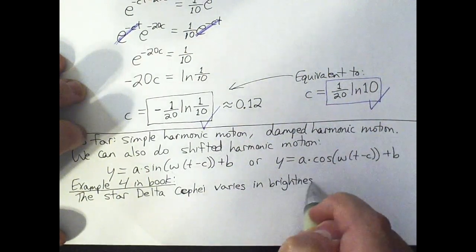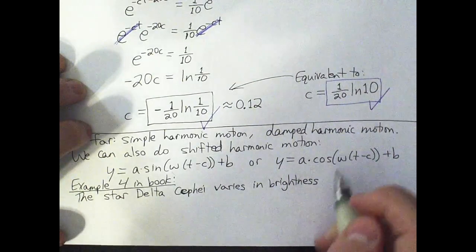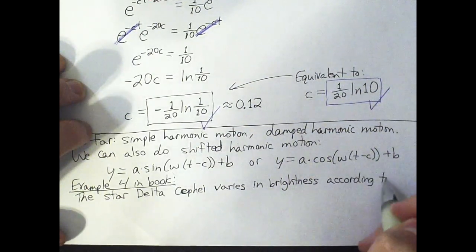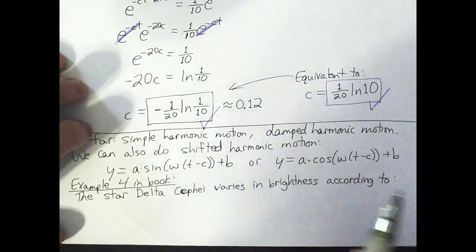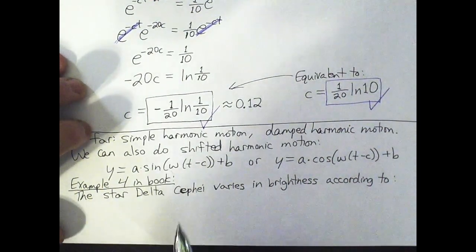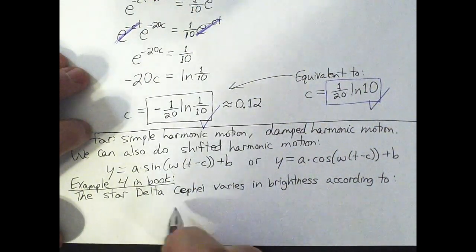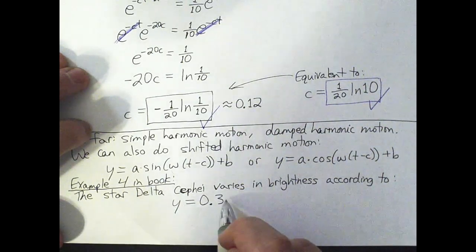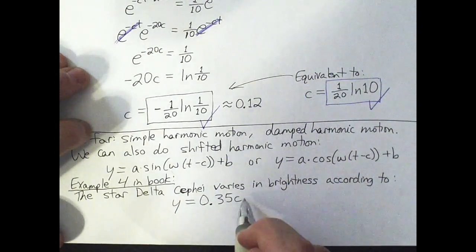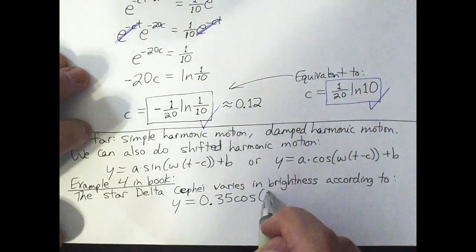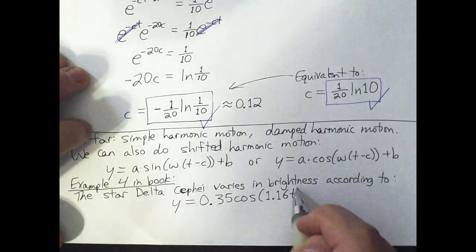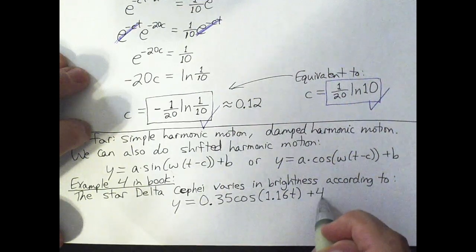All right. This star varies in brightness according to this. So it's a variable star. There are stars in astronomy that don't just have the same constant brightness, they vary, and it actually varies according to a shifted harmonic motion using cosine. That's pretty cool.